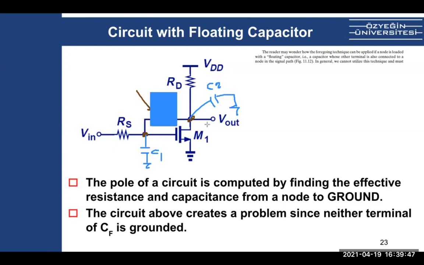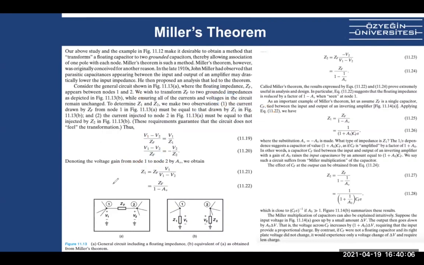And now it's easy, right? Because just like the similar question, we can describe the pole due to this C1 and we can describe the pole due to this C2, right? And this Miller guy shows the proof here. Normally the circuit is this, right? There is an impedance between two nodes of interest.